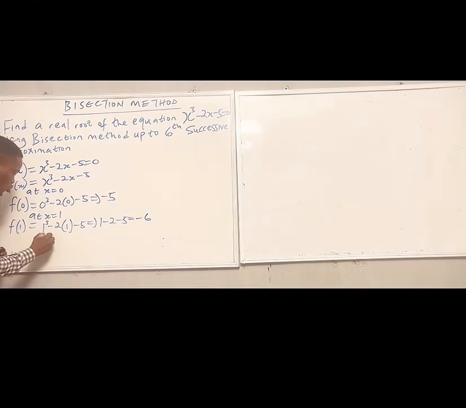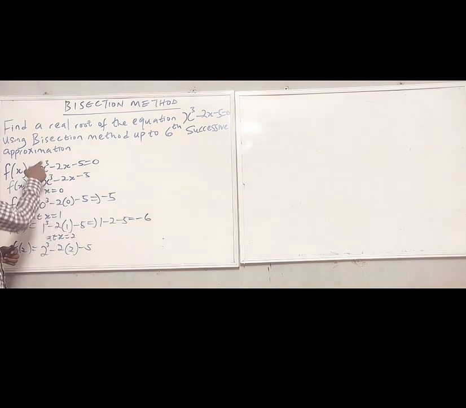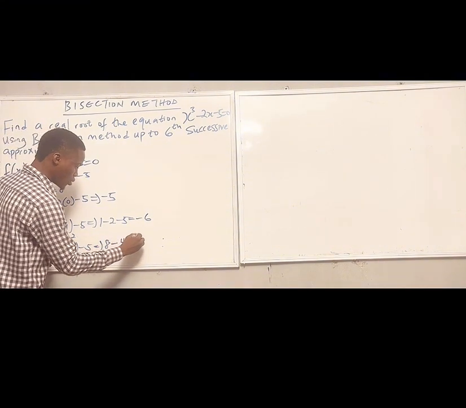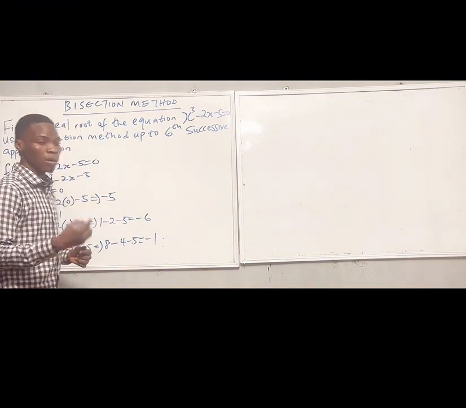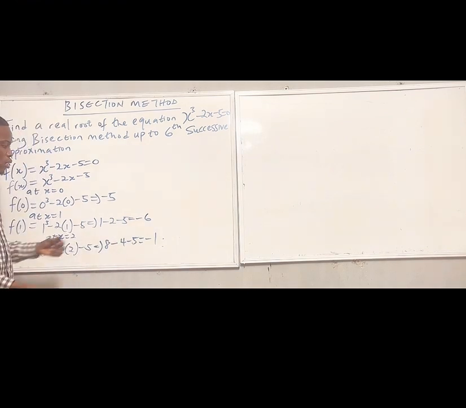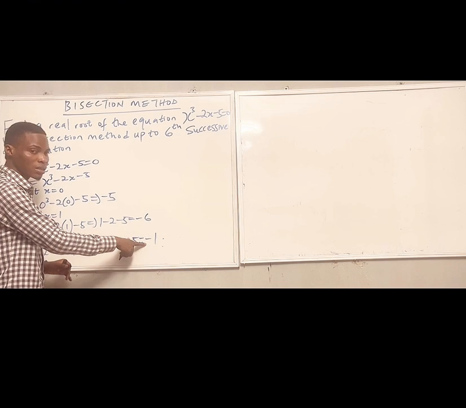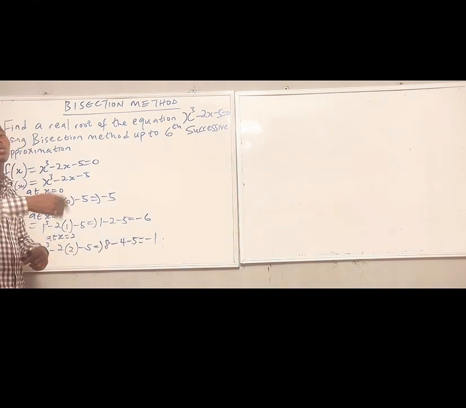Consider x is equal to 2. So I have f of 2 is equal to 2 to the power of 3 minus 2 into 2 minus 5. 2 to the power of 3 is 8. I'm going to have 8 minus 4 minus 5, which is minus 1. Since this one is negative, my next should be positive, but I did not get positive. So I have to keep doing the iteration.